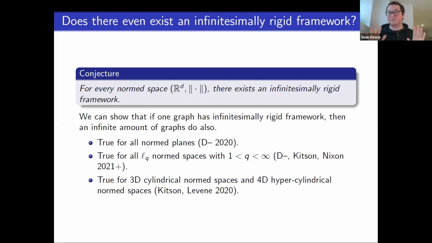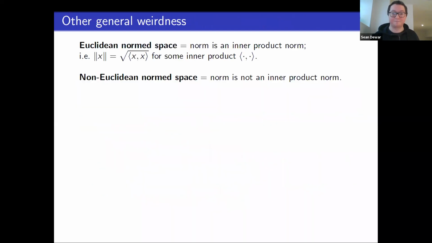And this is it. These are the spaces, including, I guess, the Euclidean case, which is already covered by the LQ. We know it's true in all those three cases, and that's it. We don't know about any other norm spaces. We think it is always true, but we don't have any evidence.